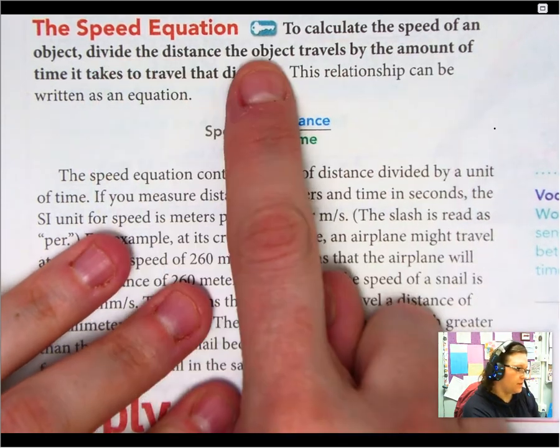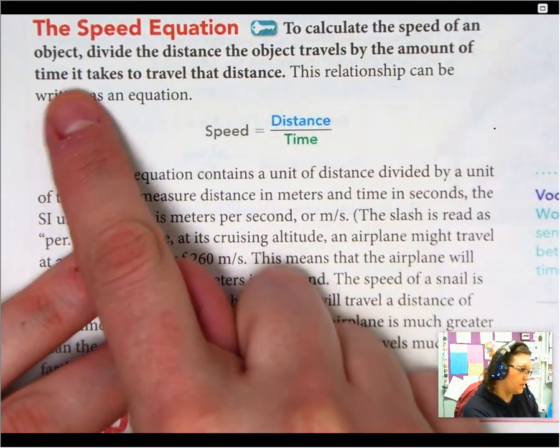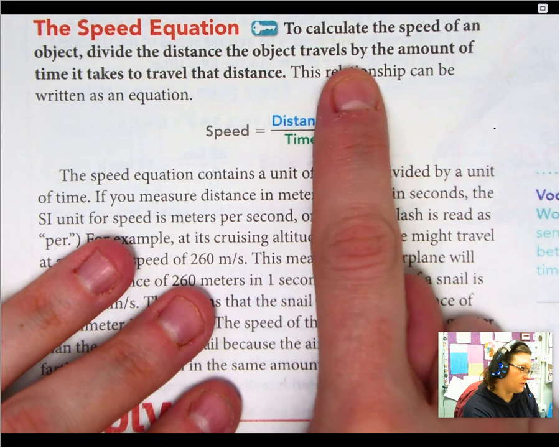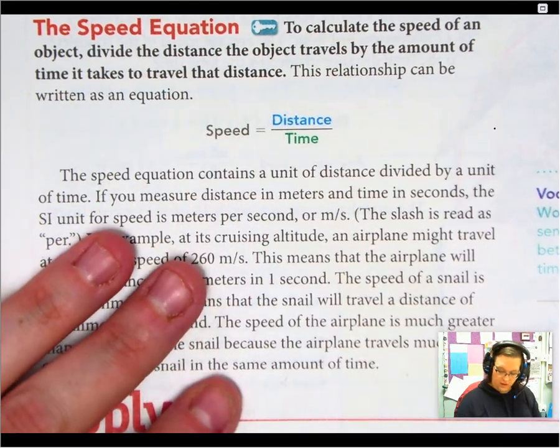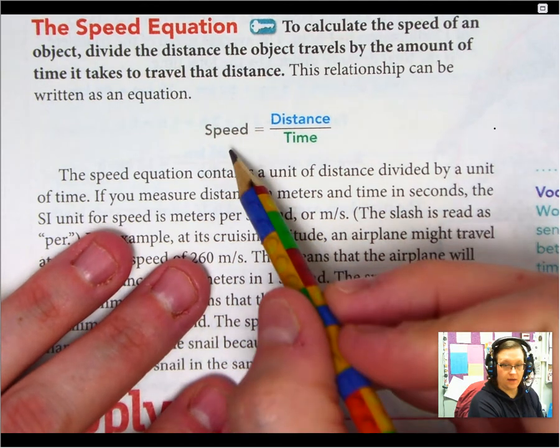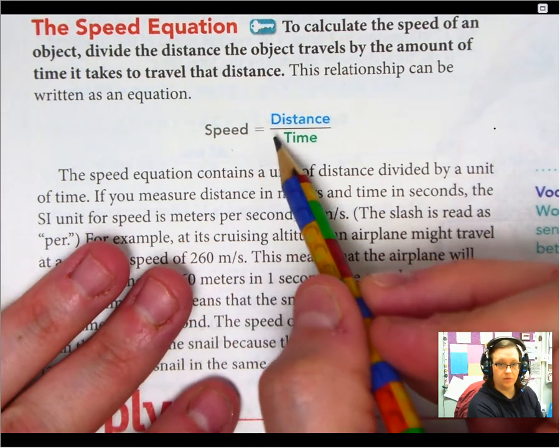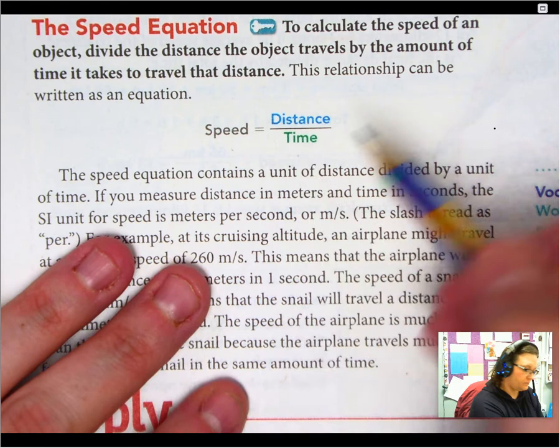So the speed equation says to calculate the speed of an object, divide the distance the object travels by the amount of time it takes to travel the distance. And we saw that you can write it out using words. Speed equals distance divided by time.